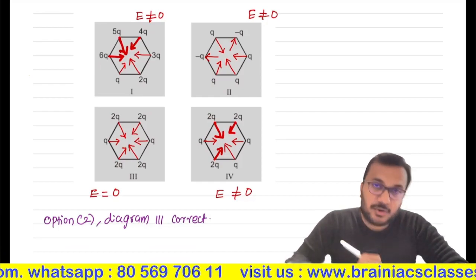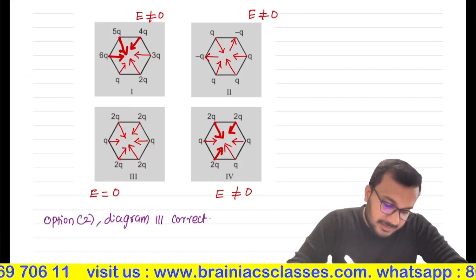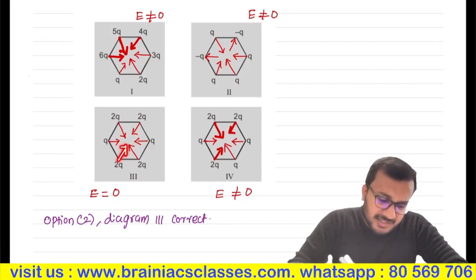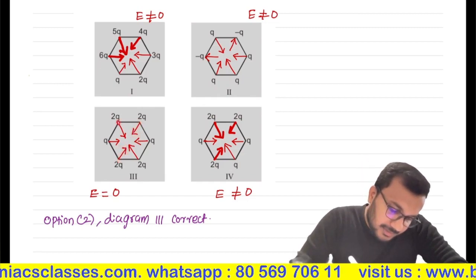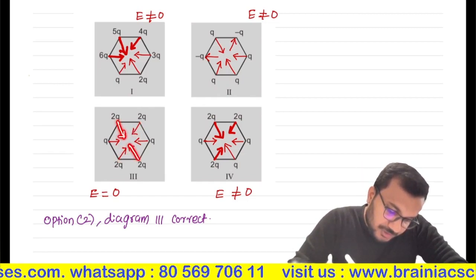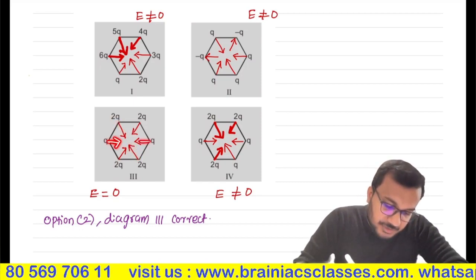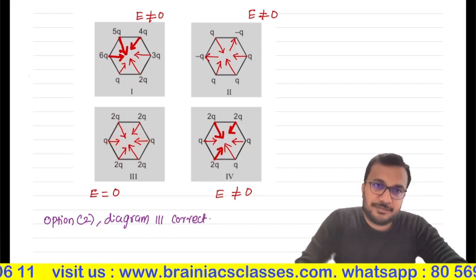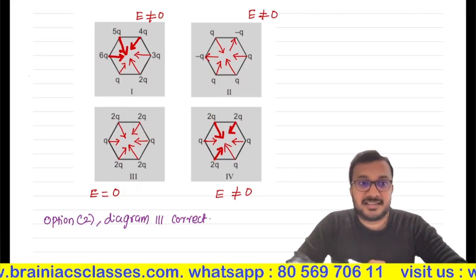Question number 3. Option number, diagram number 3. In diagram number 3, this charge is going away, 2q. The strength is the same, charge opposite, 2q. So they definitely cancel to 0. This charge 2q and the one opposite, 2q, cancel each other. This q electric field and this q electric field have the same strength, equal to 0. So if all cancel each other, diagram number 3 is the correct answer.